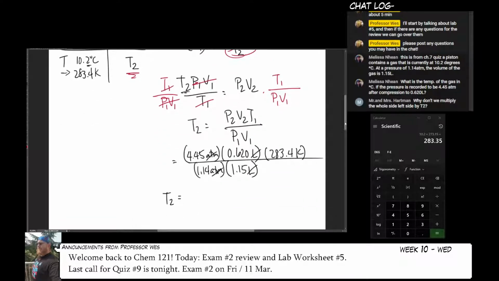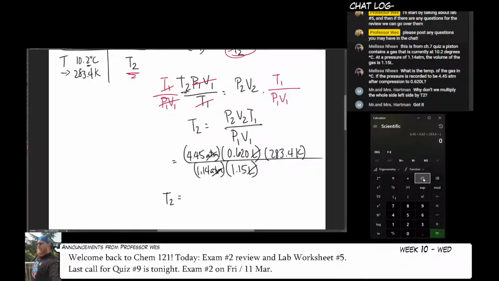What do I get when I do this calculation? Let's type this all in the calculator here. 4.45 times 0.620 times 283.4, divided by parentheses 1.14 times 1.15. I get 596.4 Kelvin. I only get 3 sig figs, so this would be the answer that I would put in.